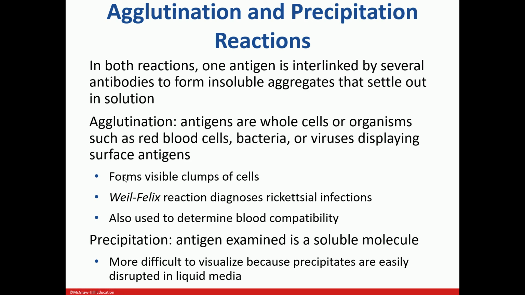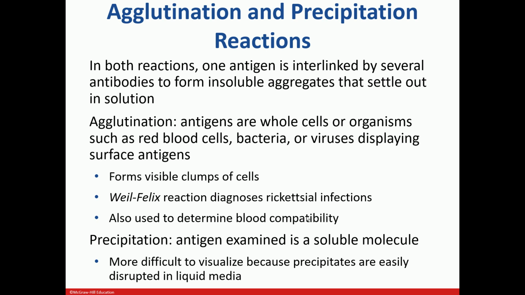So there are two types: agglutination and precipitation. What's the difference between them? The antigen examined in precipitation is a soluble molecule, and it precipitates out of the medium. Agglutination involves a whole organism, such as red blood cells or bacteria, displaying surface antigens. So in the case of agglutination, it's very easy to see the interaction of antigens and antibodies in the form of visible clumps, because the antigens are whole cells or organisms.